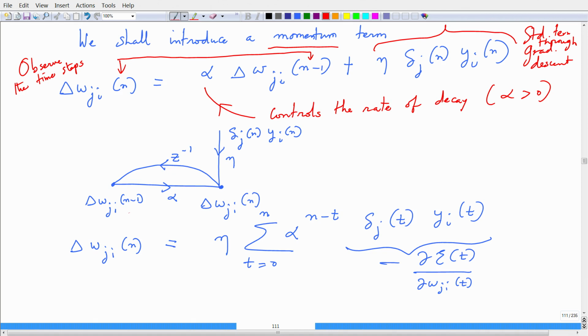Now, one can imagine the signal flow graph for the momentum update using this diagram that I have here. So, this is the adaptation at time step n, that is the delta that I have to apply to the previous weight. The delta is going to be some alpha times the delta that I had at time step n minus 1 plus the local gradient and the function signal I have instantaneously at that time step.